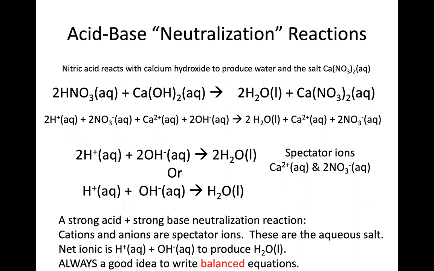The net ionic equation that I have, and you notice in both cases, it reduced down to H plus hydroxide to produce H2O. That reducing down to H plus hydroxide to give me H2O, that is going to be the net ionic equation whenever you have a strong acid combining with a strong base.